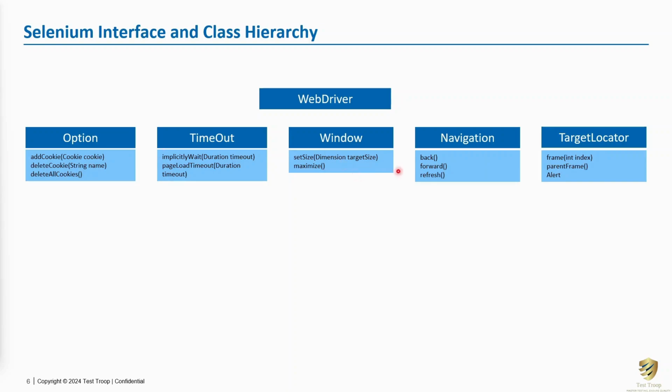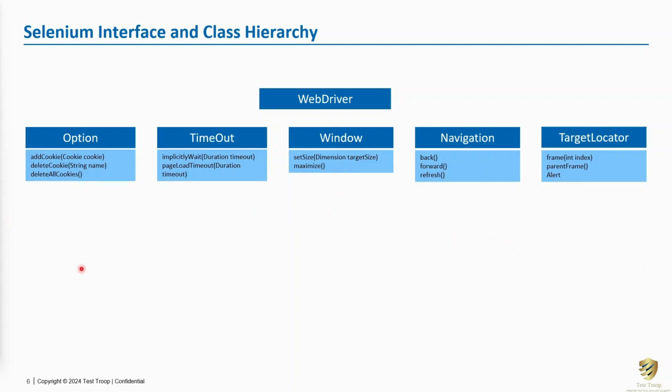Next one is about the target locator. Target locator provides the methods for locating the frames, windows, and alerts within the browser. Some of the methods that are exposed are frame, which switches the driver to a specific frame. When we are talking about an iframe, you can use this method. Next one is parent frame, which switches the driver to the parent frame of the current frame.